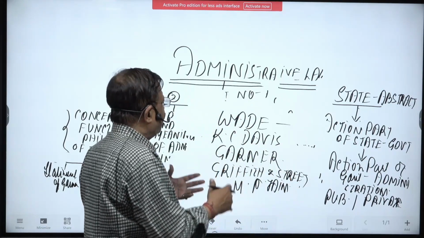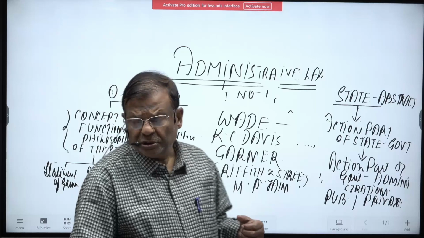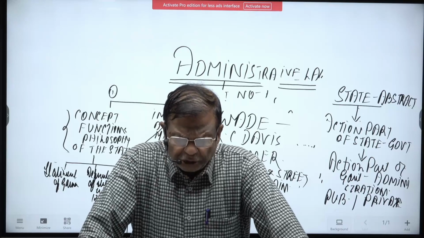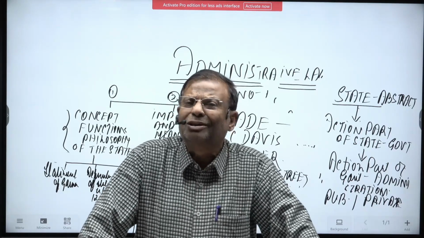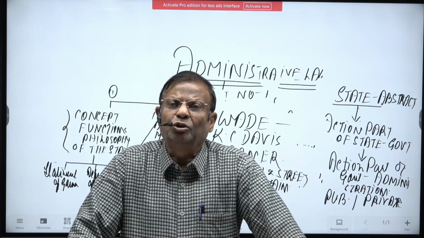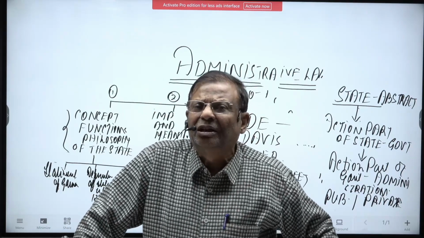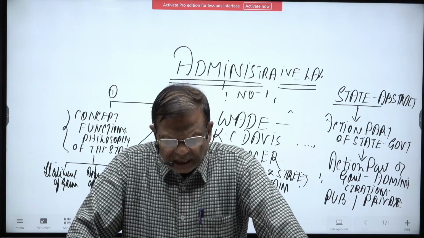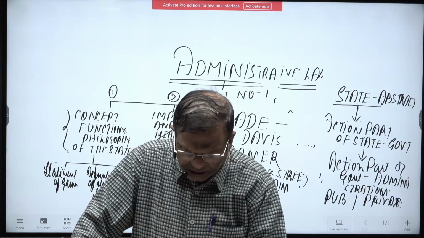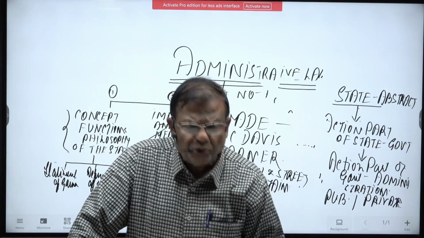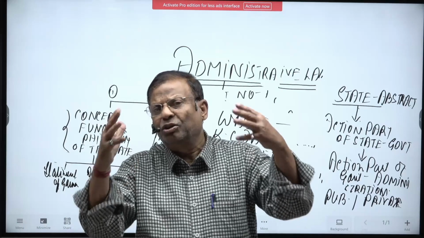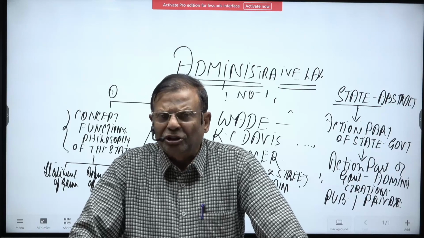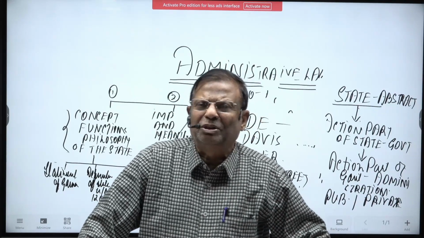So whenever you touch the definitional aspect of administrative law, you have to start with Ivor Jennings, followed by the statement of Wade, Casey Davis, Garner, Griffith and Street, and then you have to conclude the nature, scope and content of administrative law.